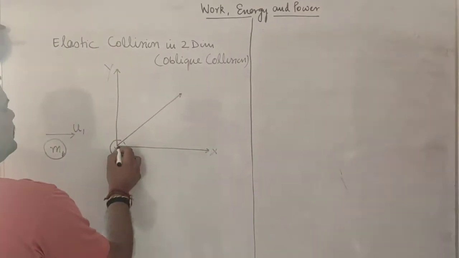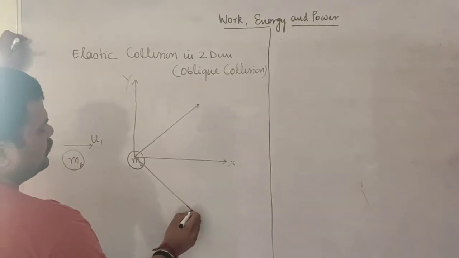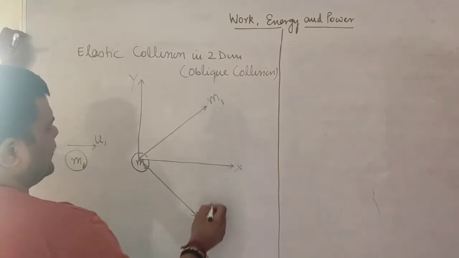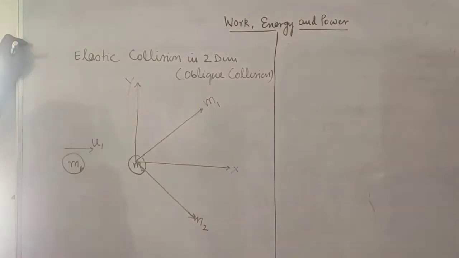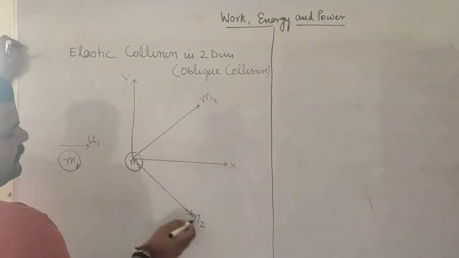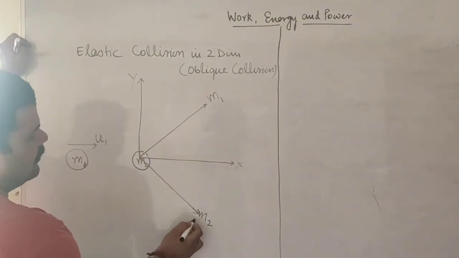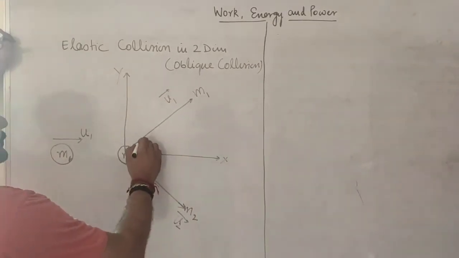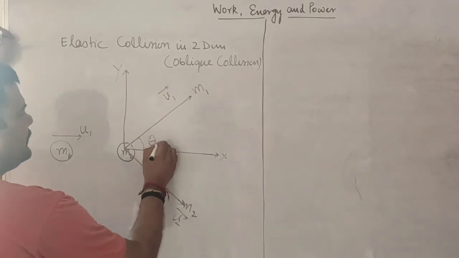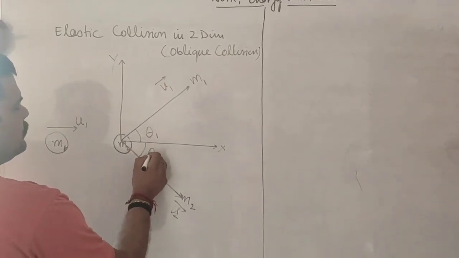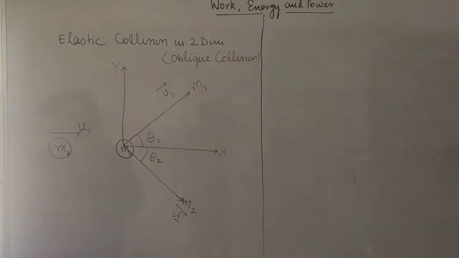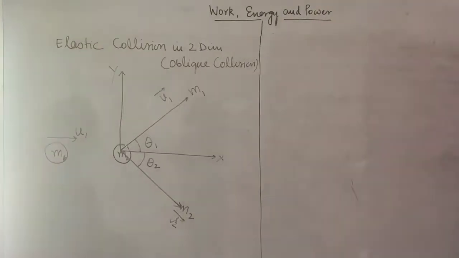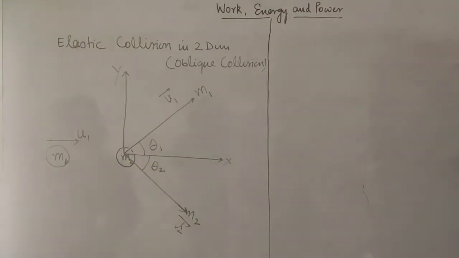in two-dimensional collision, both m1 and m2 may move. Say for example, m1 moves in this direction and m2 moves in this direction. So now m2 has a velocity v2 along this direction and m1 has a velocity v1 along this direction. So it is making some angle theta 1 and this is making an angle theta 2. This kind of collision you might have seen in carom, in billiards, in snooker, in board games.